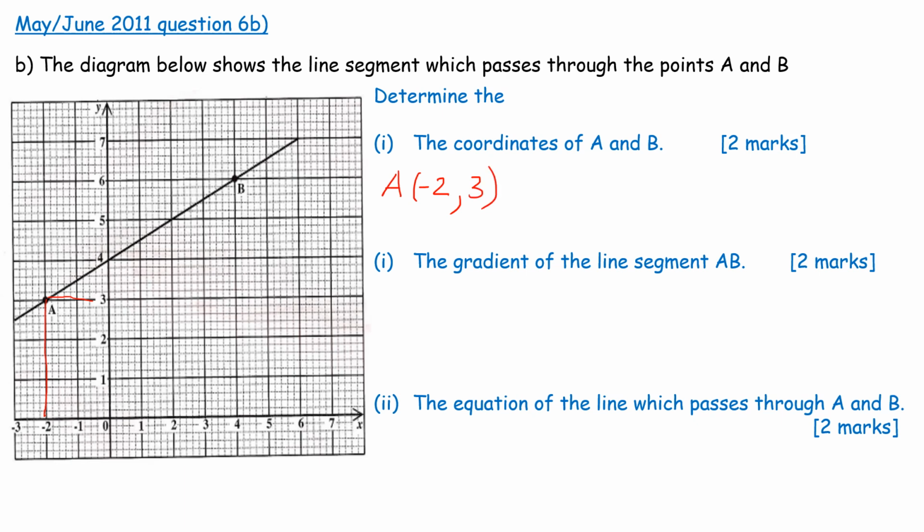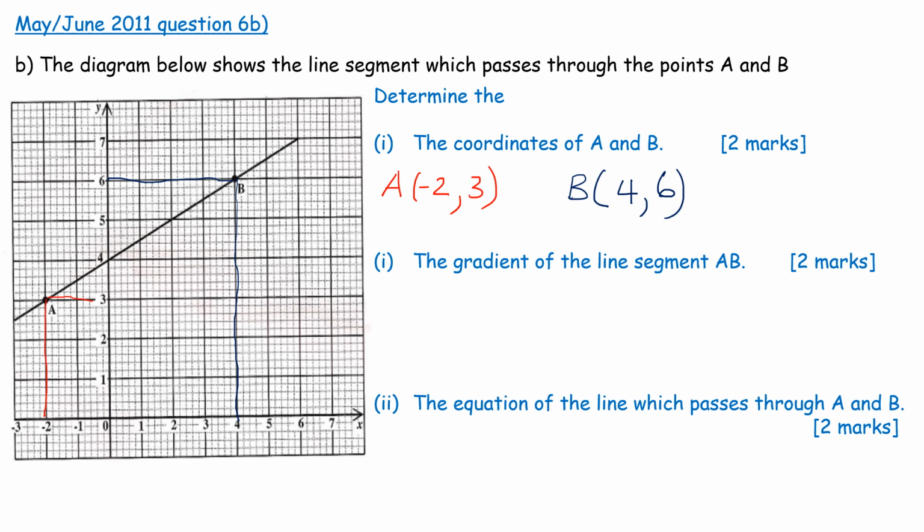All right, now we come to B. Let's use a different color. So B, we're here, and we take the x coordinate first. That's +4, and then we go across for the y value, and that is 6. 2 marks for that.